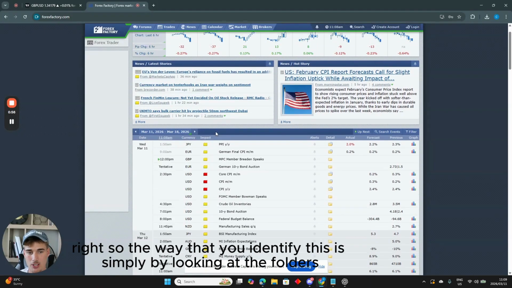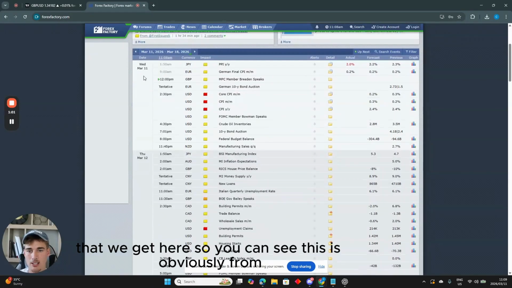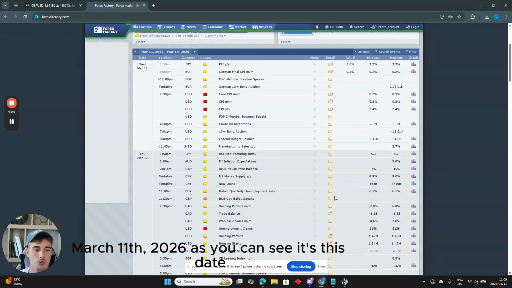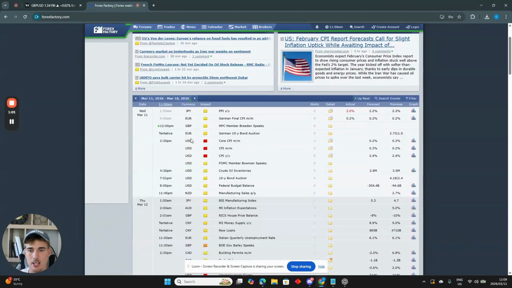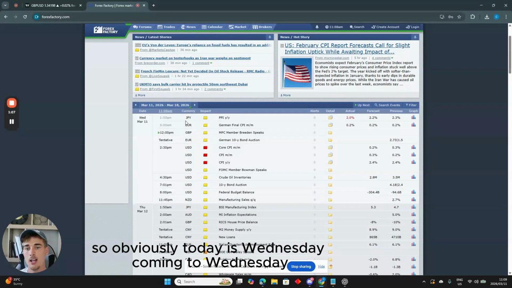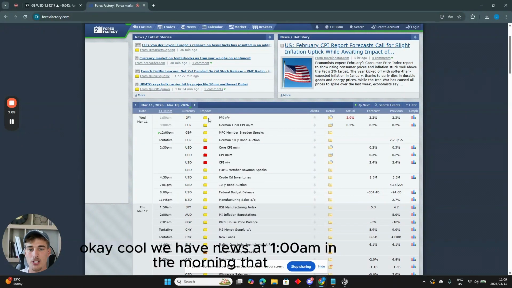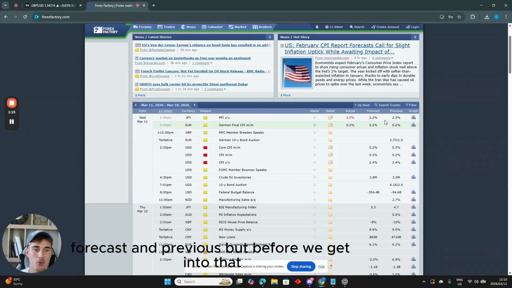So the way that you identify this is simply by looking at the folders that we get here. So you can see this is obviously from March 11th, 2026. As you can see, it's this date. So obviously today is Wednesday. Coming to Wednesday, now we can check, okay, cool. We had news at 1:50 a.m. in the morning. This is the actual, forecast and previous.